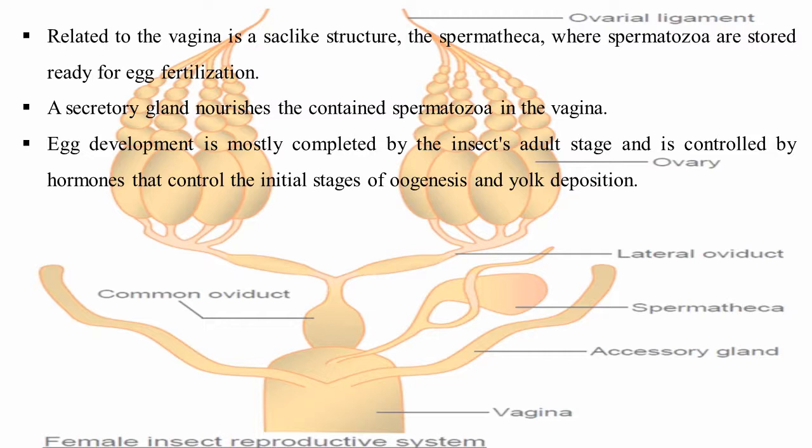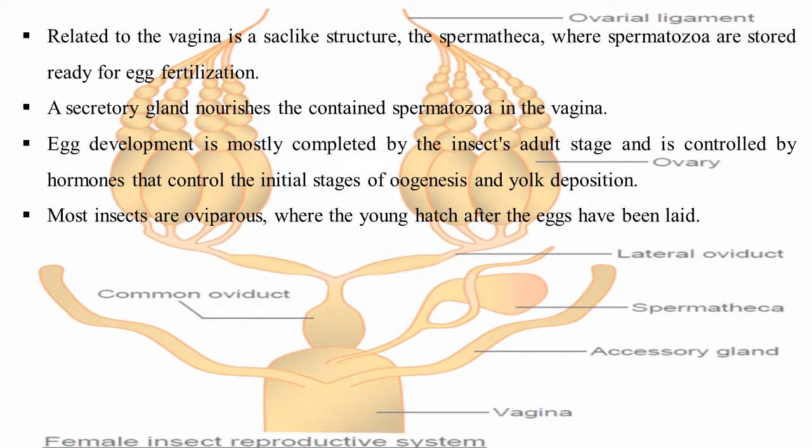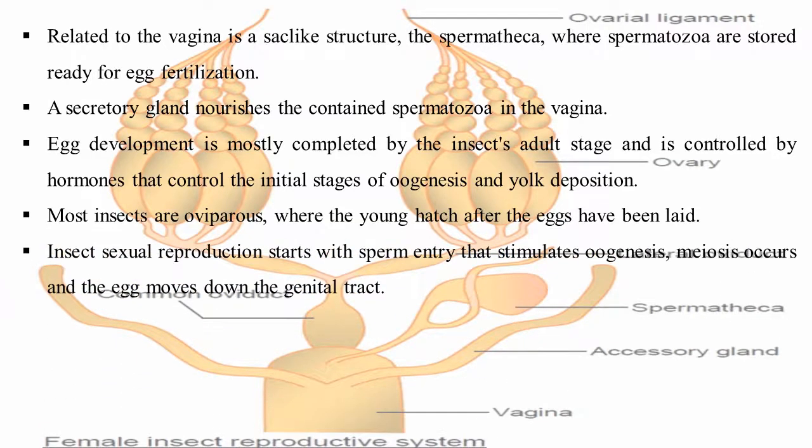Generally, insects have life stages in metamorphosis: complete metamorphosis and incomplete metamorphosis. Complete metamorphosis has four stages: egg, larva, pupa, adult. Incomplete metamorphosis has three stages: egg, nymph and adult. Most insects are oviparous, where the young hatch after the eggs have been laid.